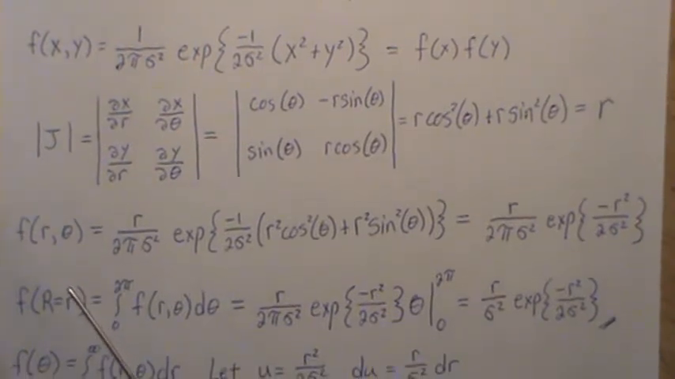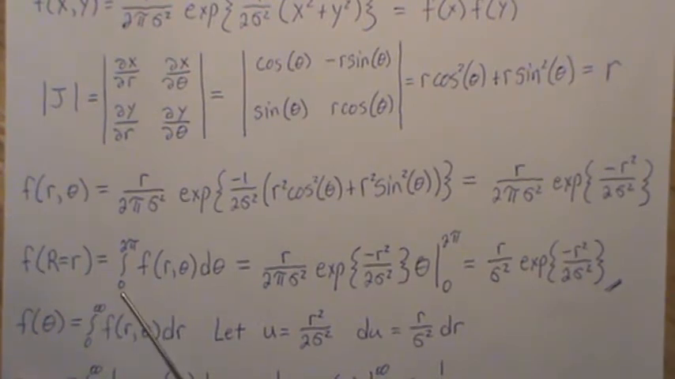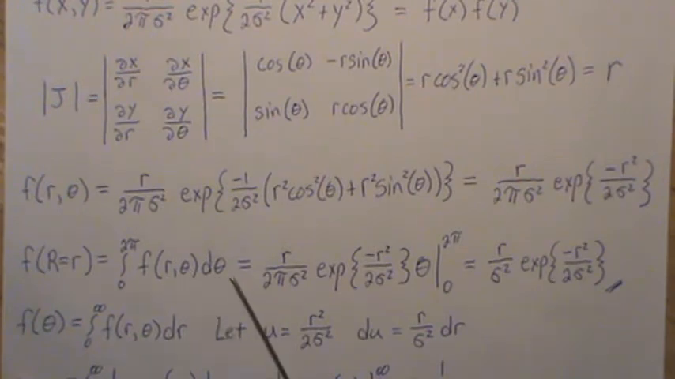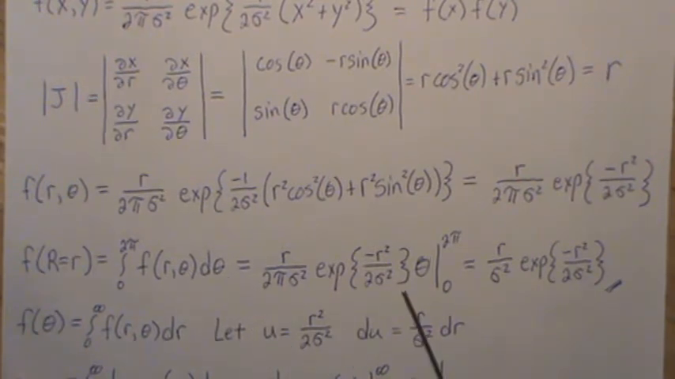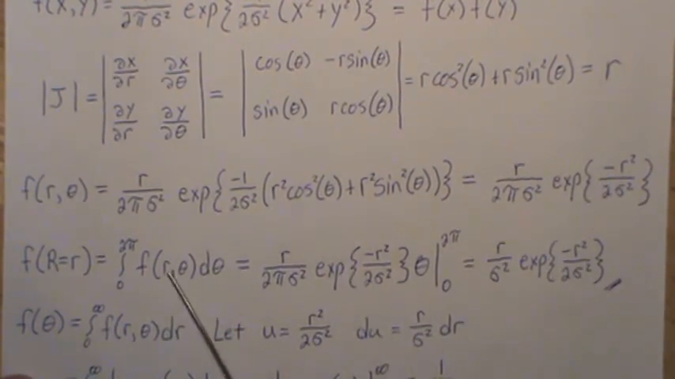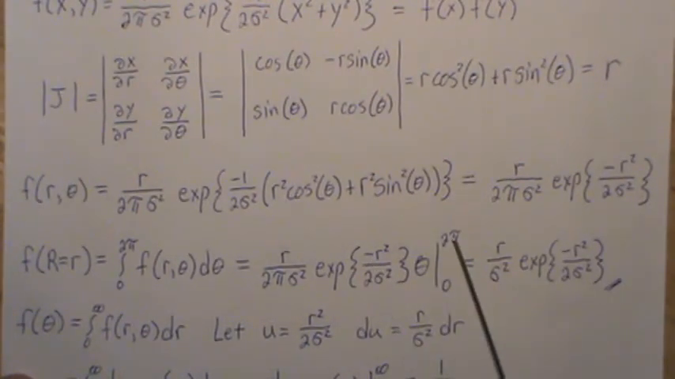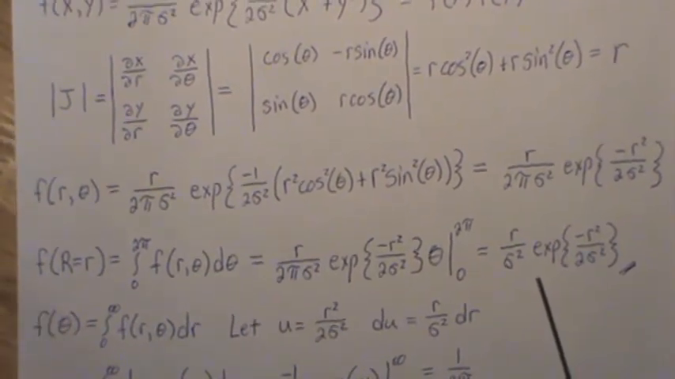Now to find the marginal distributions, we have f of r, and we're going to integrate out theta. So we go from 0 to 2 pi of this joint density d theta. Now here in the joint density there's no theta, so it's constant, so it can be moved out front. So we just get this constant times theta evaluated at 2 pi minus 0. Of course that goes away at 0, so we plug in the 2 pi, those cancel, and we're left with this. So that's the density for r.